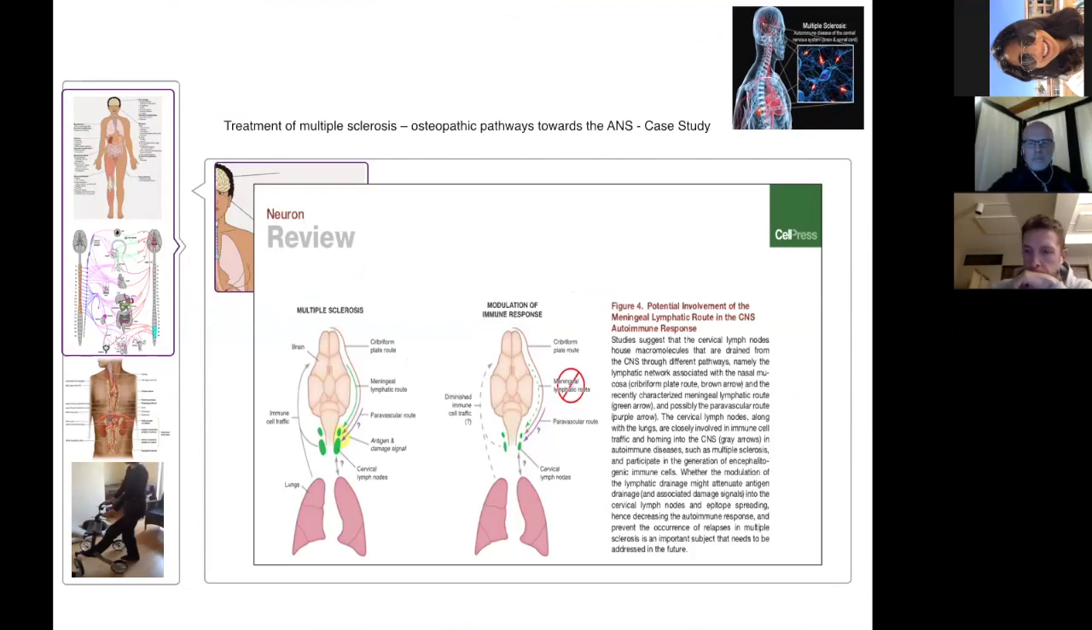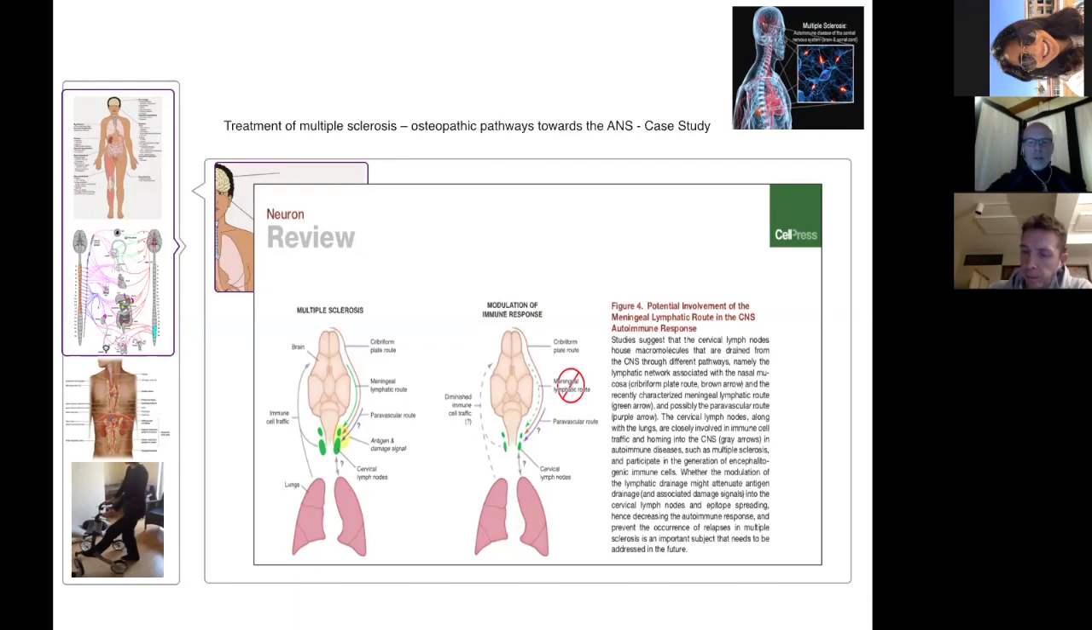So this is just another article that relates to this. Studies suggest that cervical lymph nodes house macromolecules that are drained from the CNS through the different pathways, namely the lymphatic network associated with the nasal mucosa, cribriform plate route, and the recently characterized meningeal lymphatic route, green arrow. So this is tests done in mice and relating to the structures within the studies that they've done. This correlates and overlaps with what we're doing.